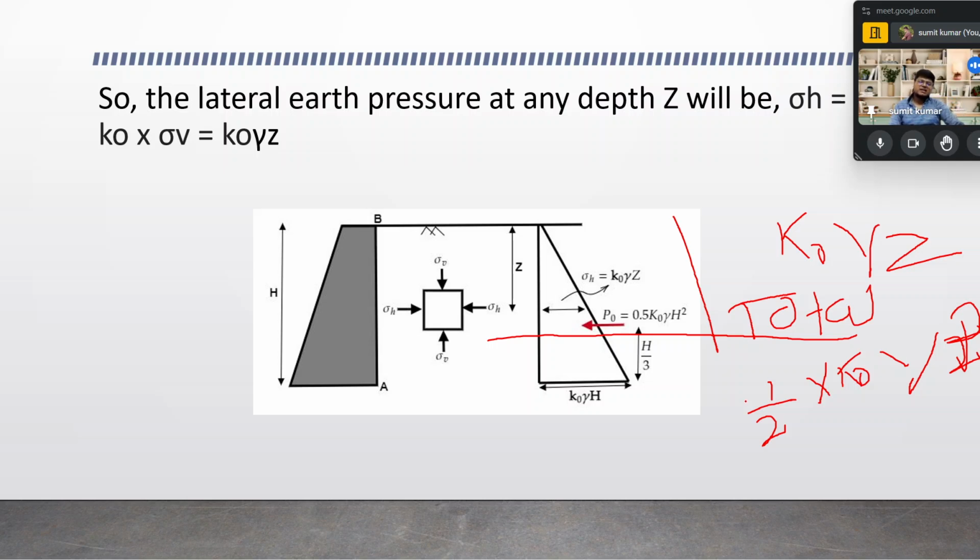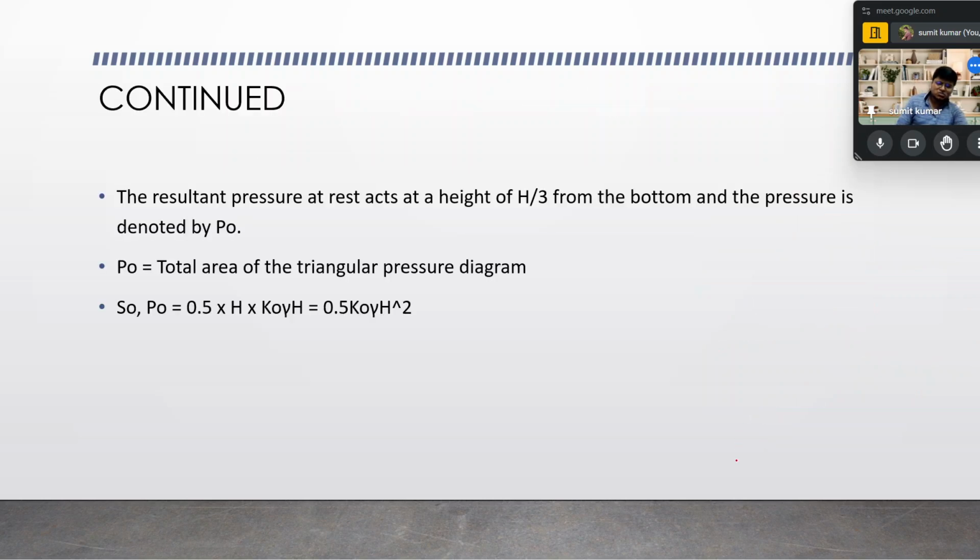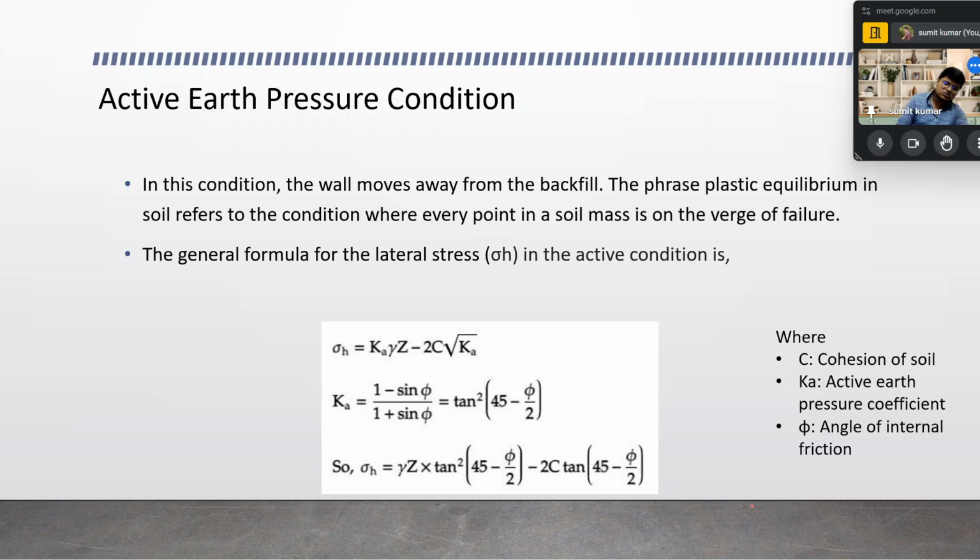The similar normal triangle is formed, and over here the 2 ratio 1 concept is already clear, that it is acting at 2h by 3 from the top or h by 3 from the bottom for our better understanding. So now we will see that the resultant pressure at rest acts at the height h by 3 from the bottom, and the pressure is denoted by P naught. P naught is the total area of the triangular pressure diagram, as I already mentioned, which came to be 1 by 2 into K naught into gamma into H square, where H is the total height.